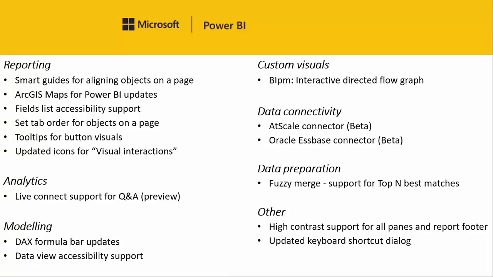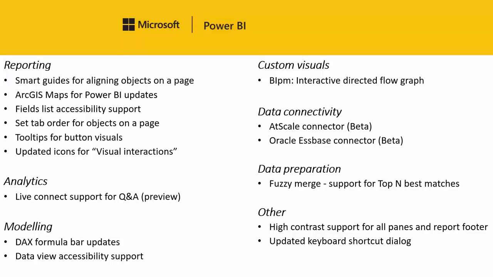Now, for our data connectivity section. First on our list is the AtScale data connector, which is now available in Power BI Desktop. This connector allows you to build reports off your AtScale data in either import or DirectQuery mode. The next connector on our list allows you to connect to Oracle Essbase in import or DirectQuery mode. Both of these connectors can now be found in the Get Data dialog of Power BI Desktop. But stay tuned, because soon these connectors will also be supported in Power BI service.